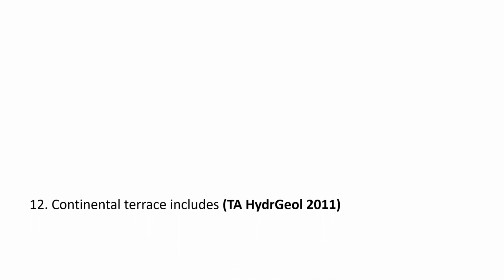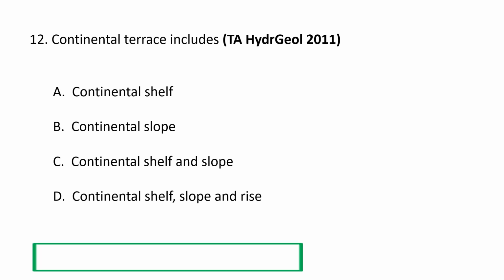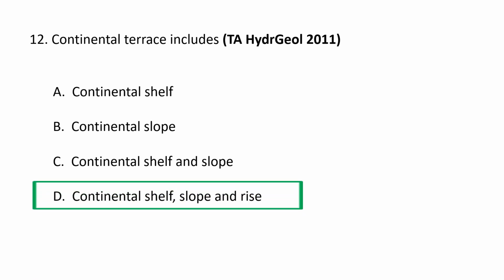Next question. Continental terrace includes A. Continental shelf, B. Continental slope, C. Continental shelf and slope, D. Continental shelf, slope and rise. So continental terrace includes continental shelf, slope and rise. The continental terrace is the sediment and rock that underlies these features. So D is the correct option.